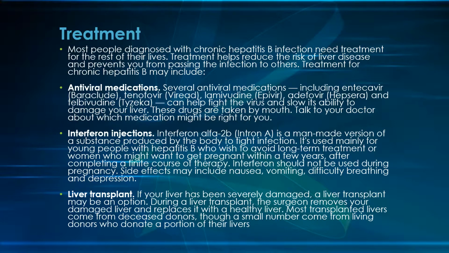Another form of treatment is interferon injections. Interferon alpha-2b is a man-made version of a substance produced by the body to fight infection. It's used mainly for young people with hepatitis B who wish to avoid long-term treatment, or for women who might want to get pregnant within a few years after completing a finite course of therapy. Interferon should not be used during pregnancy. And of course, the side effects: nausea, vomiting, difficulty breathing, and depression.